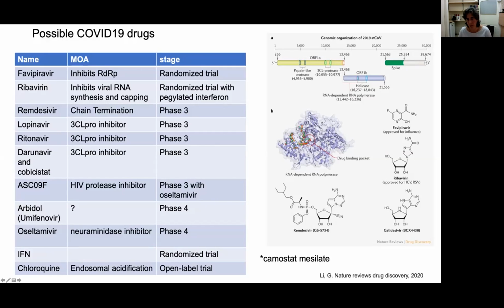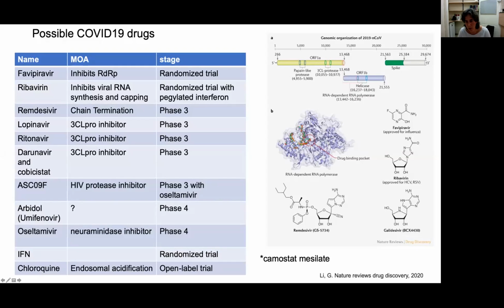And as I mentioned before, this new camostat mesilate is an inhibitor that was found to inhibit one of the proteases. It's a clinically approved drug for a different indication. It was published in Cell a couple of days ago that it can inhibit one of the proteases that is responsible for the maturation of the spike protein.